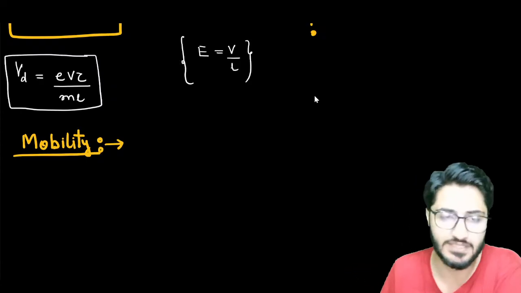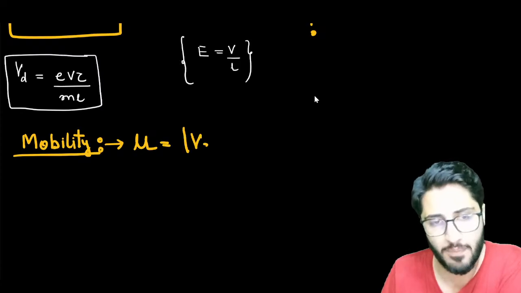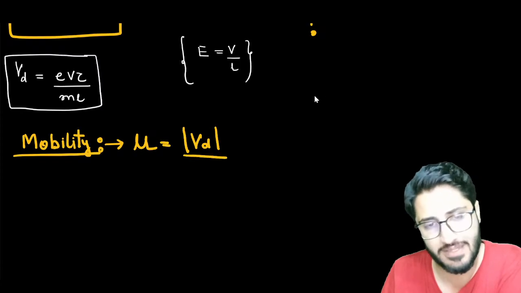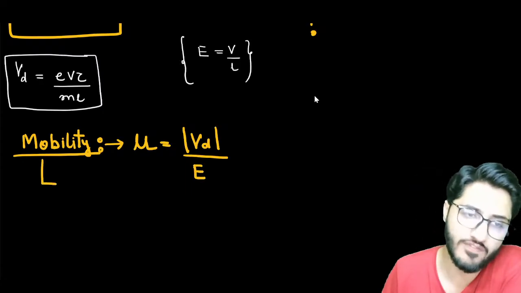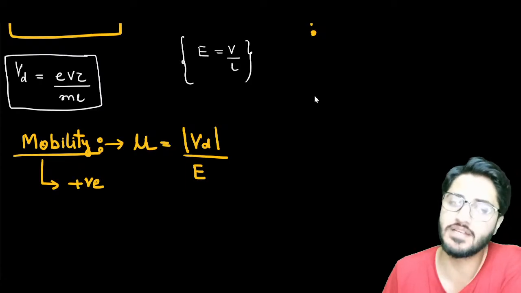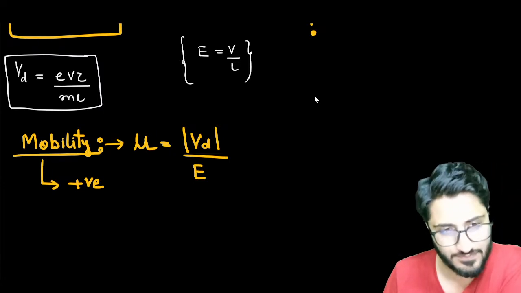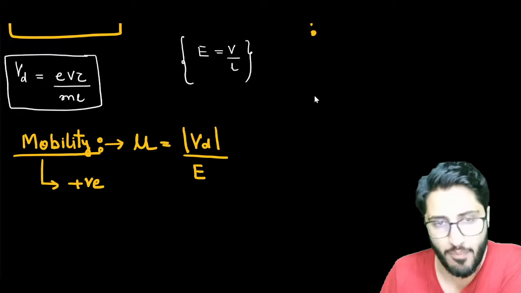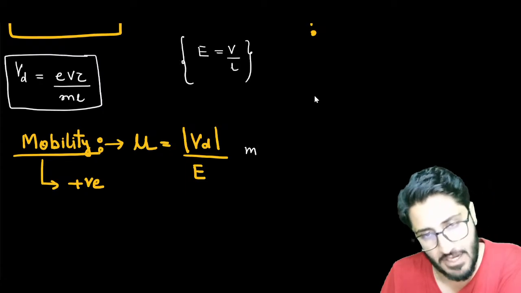So it is mu, which is equal to the magnitude of drift velocity divided by the electric field. And it is always positive. So mobility means magnitude of drift velocity to the electric field. If we talk about its unit, it is Vd and E, so it would be meter square per volt second.